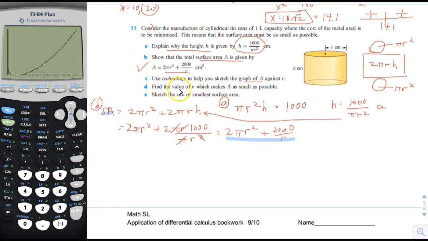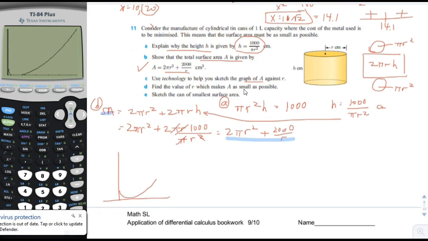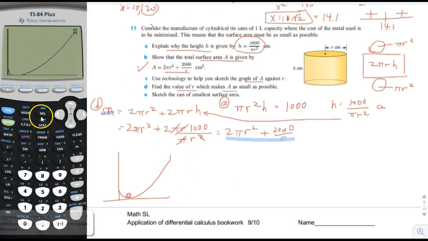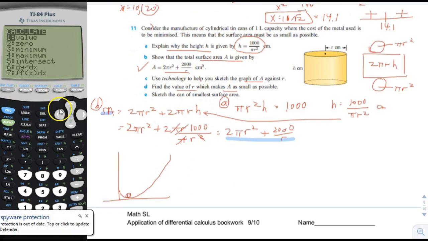Now find the value of r which makes A as small as possible. I'm just going to draw a sketch of this graph here. Okay. Use technology. Okay, we just did that. Find the value of r, which makes A as small as possible. So it looks like it's this point here, right? So now I'm assuming they're allowing us to use technology again. So let's use the second calc minimum function.